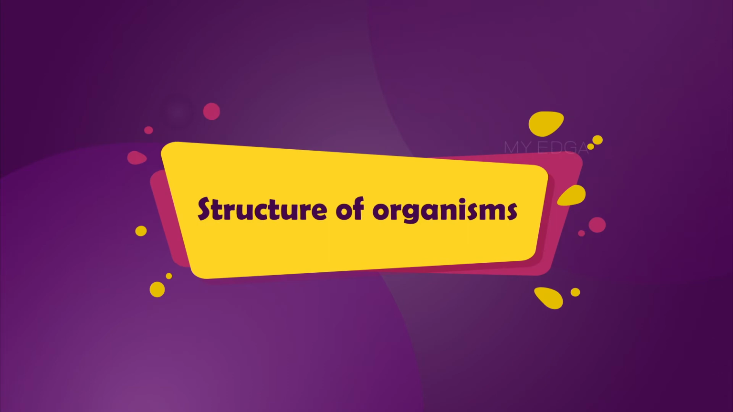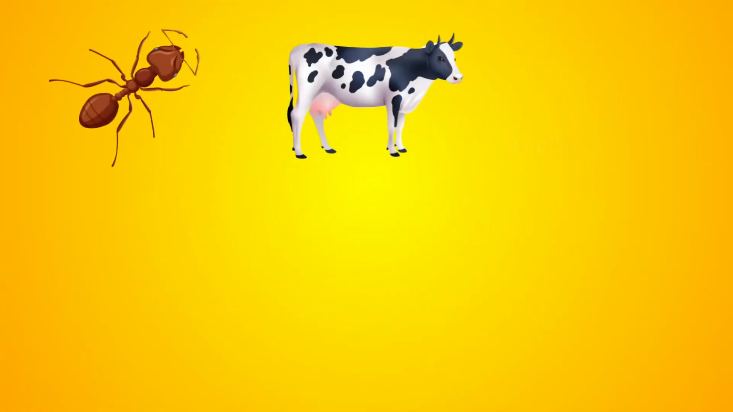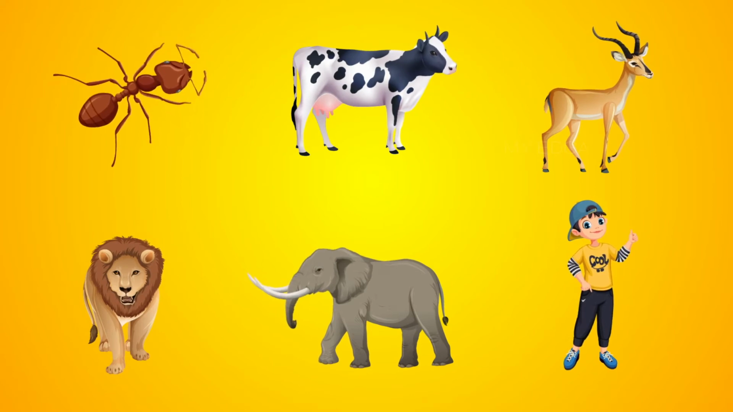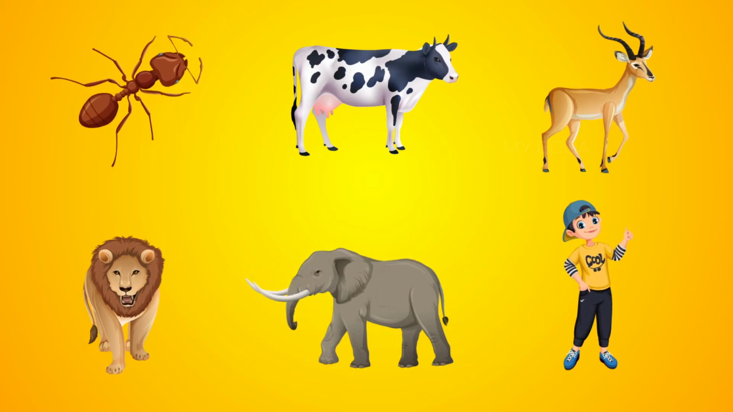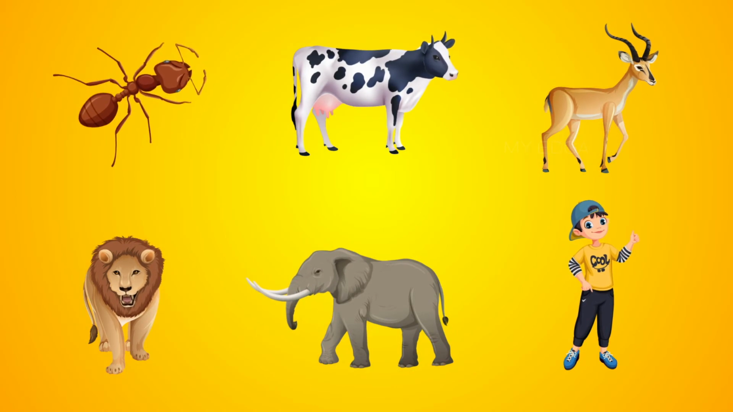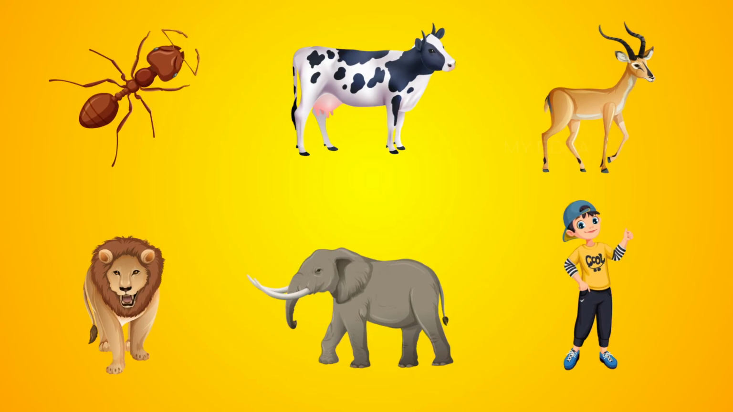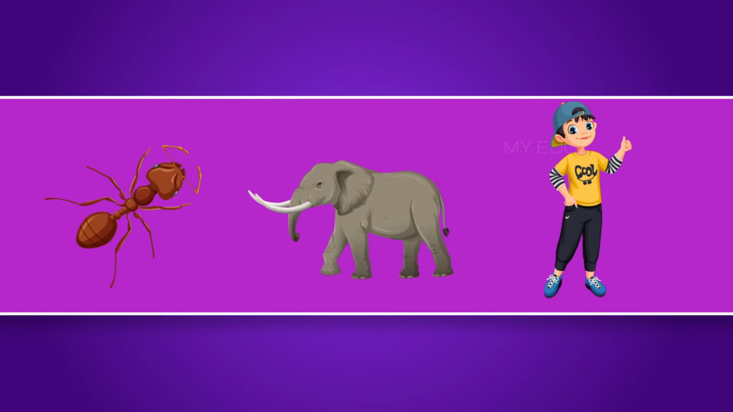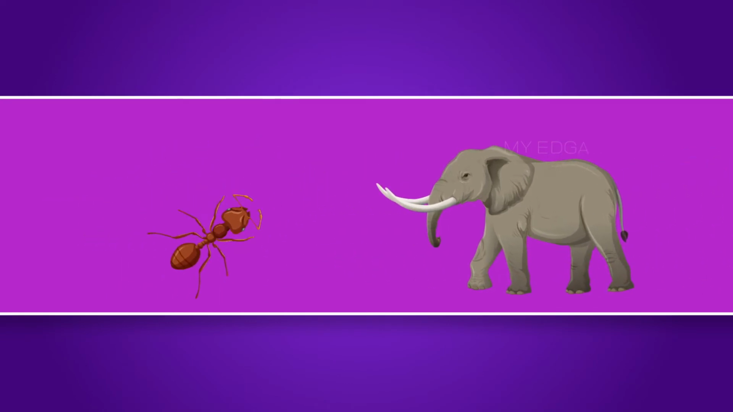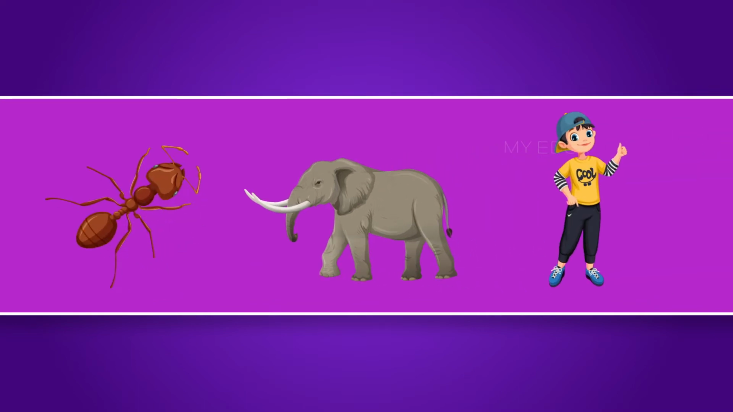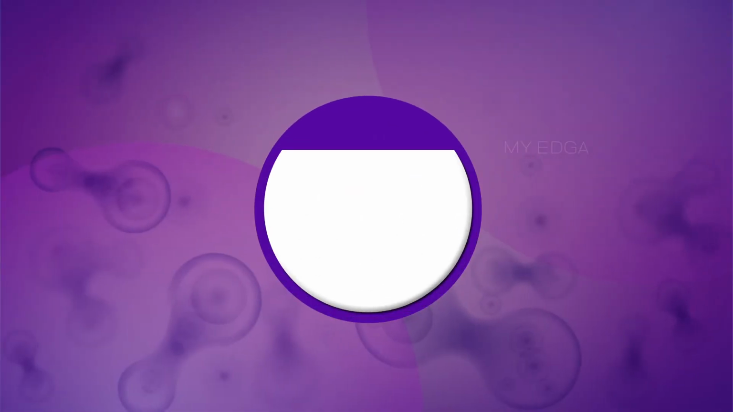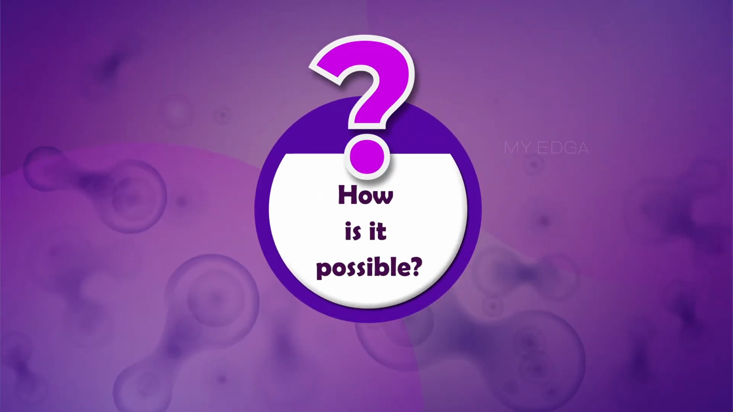Then, what about the structure of organisms? Let's see the pictures of some more living organisms. Did you notice any difference in their structure? Yes, the structure of one organism is different from another. For example, an ant is smaller than an elephant. Also, elephants have 4 legs, but human beings have only 2 legs. How is this structural variation possible?